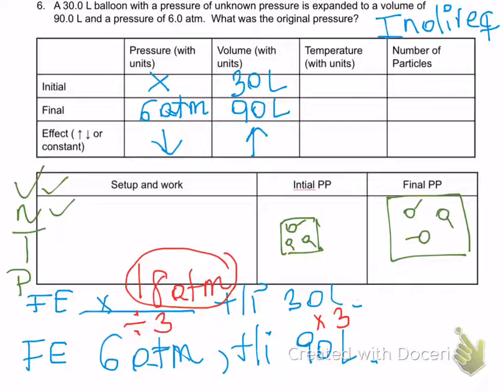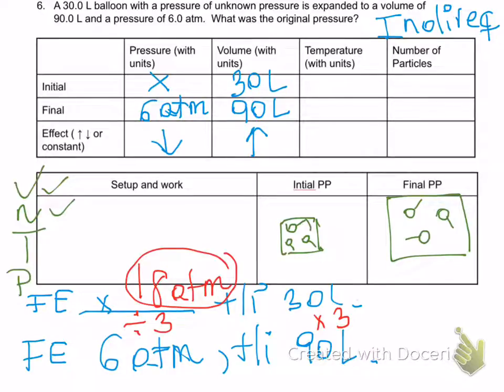Just like we've discussed, volume and pressure are indirectly related. So when you think about it, the one that has a smaller volume should have a higher pressure. And it makes sense when you think about it. If the particles don't have a lot of room to move around, they are going to be colliding with the walls of that container a lot more often.